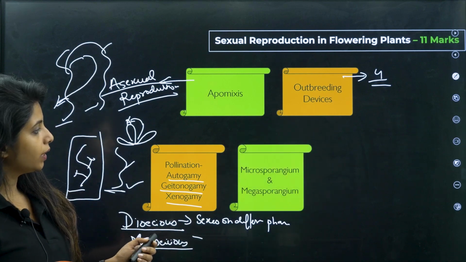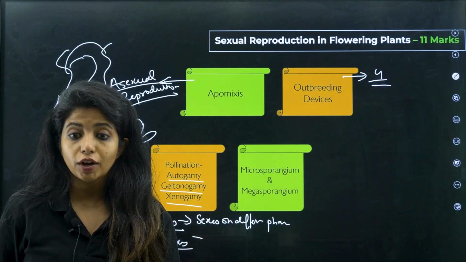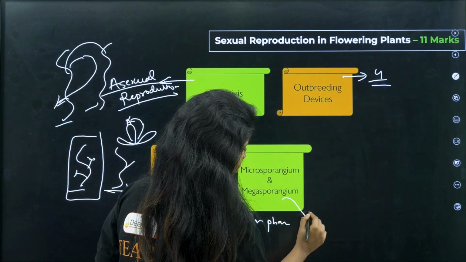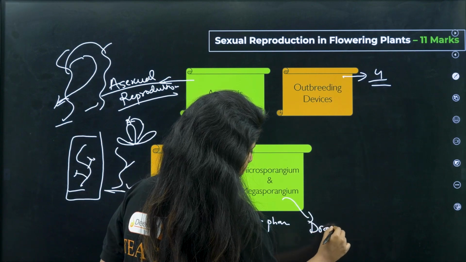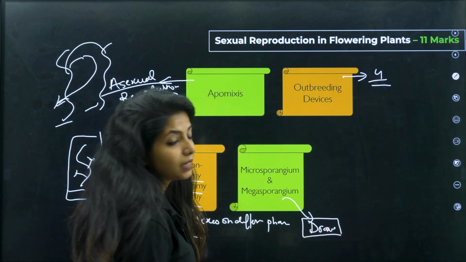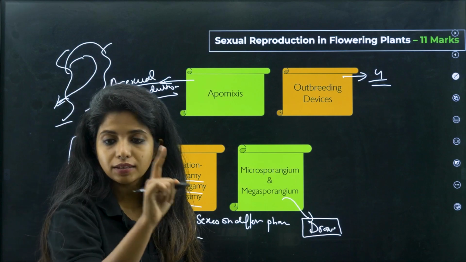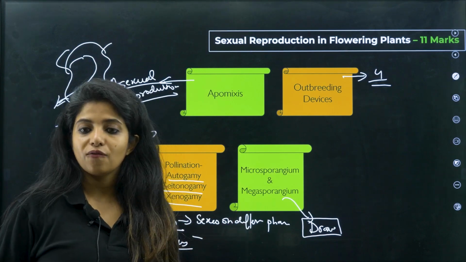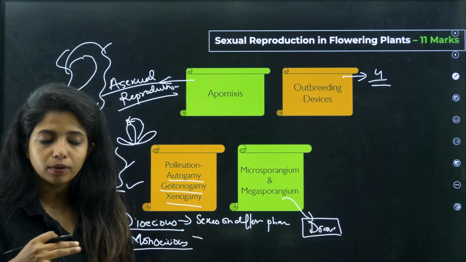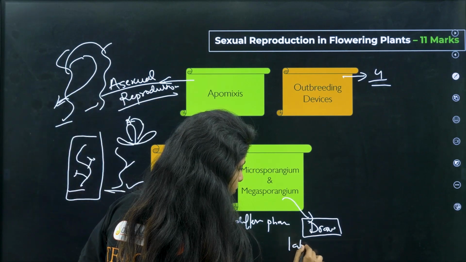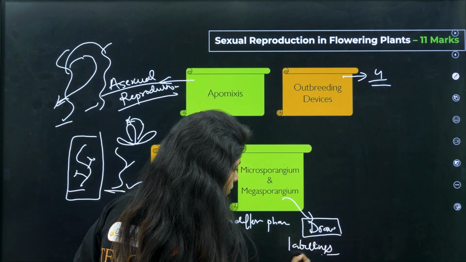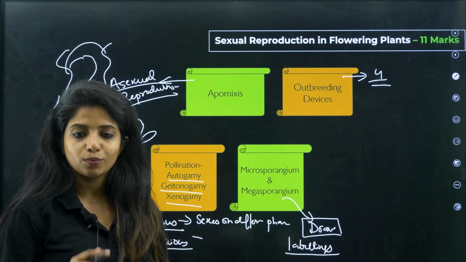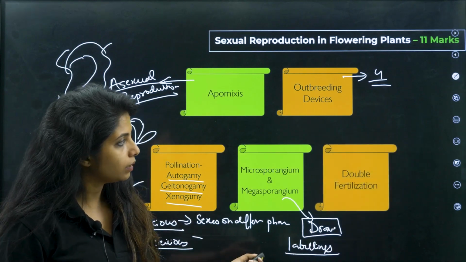Now going ahead, we have microsporangium and megasporangium. You might be asked to draw the structures, so please have a clear-cut idea about the anther, its sectional view, the megasporangium, the embryo sac and everything. It's very much important. Know the labelings and learn it. Obviously you cannot miss this topic, even though it's huge, but it will be good for you.